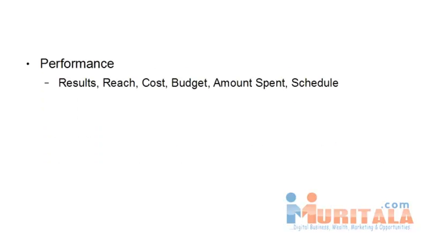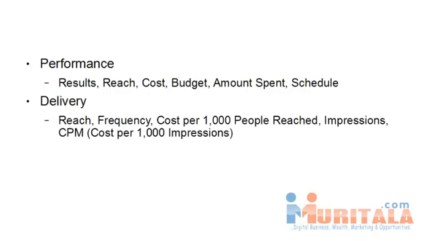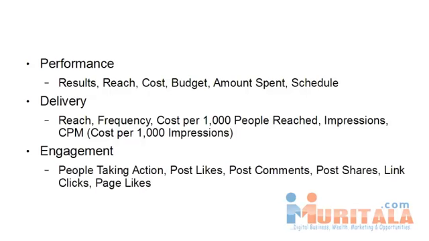First of all, there's the performance, and this is the results, reach, cost, budget, amount spent, and schedule. Then there's delivery: the reach, frequency, cost per 1,000 people reached, impressions, CPM, that's cost per 1,000 impressions, and this is if you're doing CPM rather than PPC. Then you've got engagement. This is people taking action: post likes, post comments, post shares, link clicks, and page likes.